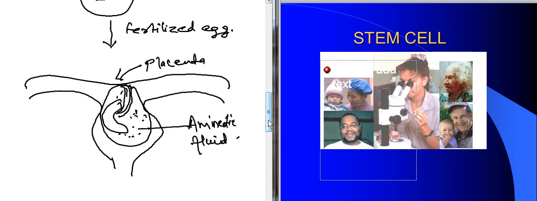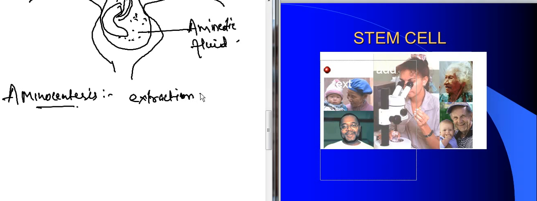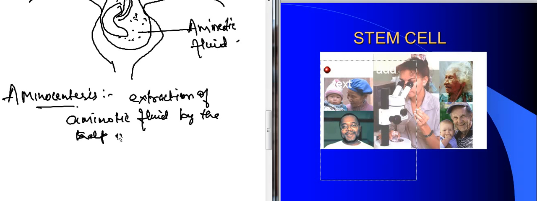So we get two types of ways by which we can extract the stem cells. The first way, which we have just taken, is a technique called amniocentesis. Amniocentesis is just extraction of this amniotic fluid with the help of a needle, a sterile syringe.